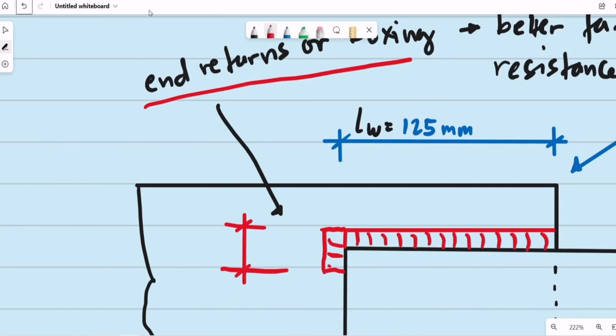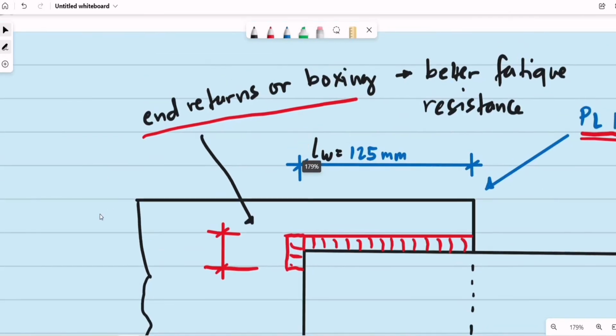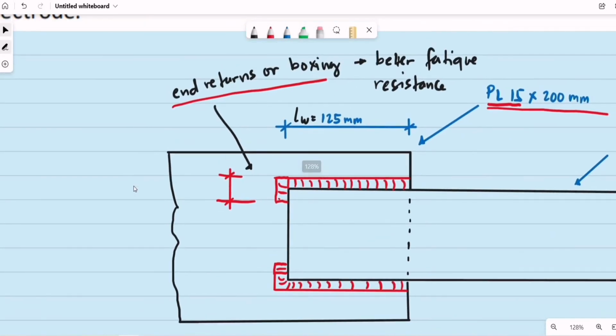So we can compute for the length of end returns just to improve the fatigue resistance of this connection. That can be equal to twice the value of A. So the length of end returns or boxing can be twice of the value of A. We are using 6, so we can use 12 mm. So that will be the length of the end returns or the boxing.